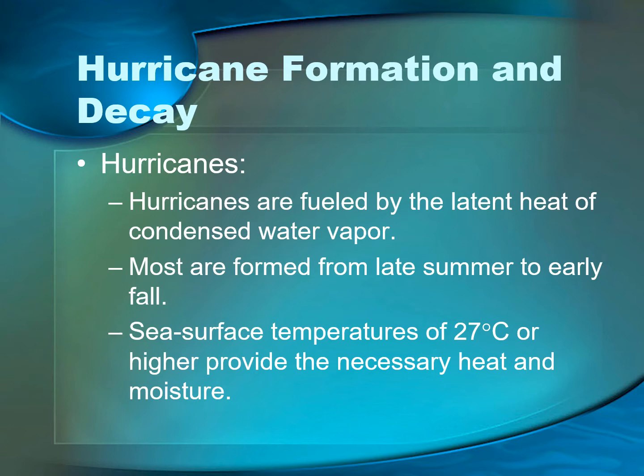So, of course, most of them are forming late summer to early fall. The beginning of hurricane season is June 1st, and that's still spring technically, but it is part of hurricane season. But our busiest times of the year are going to be August, September, and October. There's a minimum sea surface temperature that you need. You need a minimum of 27 degrees Celsius or higher, providing the necessary heat and moisture to start the lifting mechanism and condensation to begin to build a hurricane.